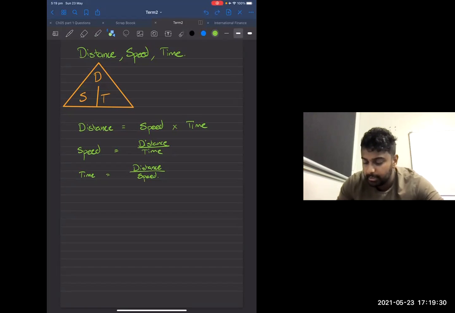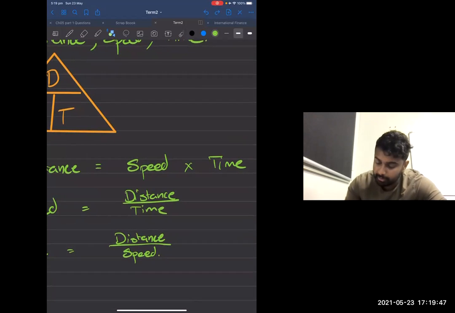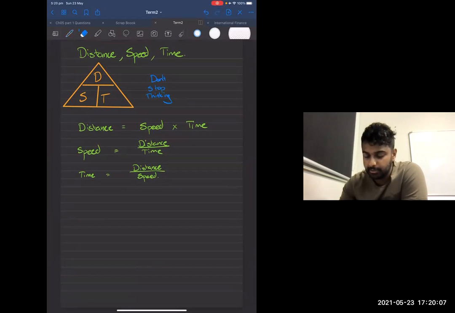When I learned this, I think I learned it in year 2 or 3, I'm not sure. Because I studied in Ireland and we have a different education system there. So I learned this really early. But the teacher told us to remember it as "Don't stop thinking," DST. That's just a nice acronym to remember distance, speed, time, to find the relationship between them. I shall keep that there.